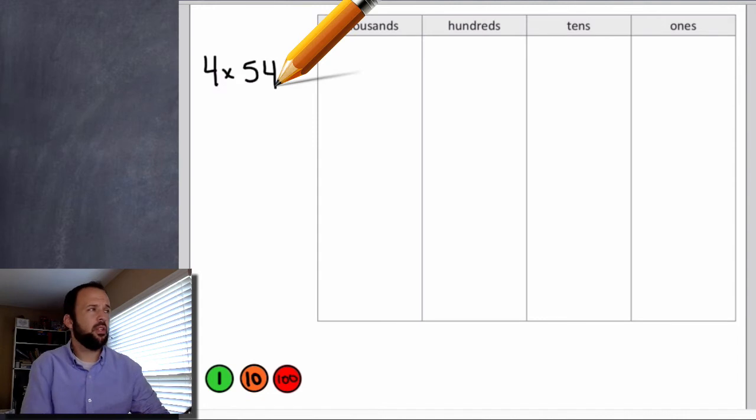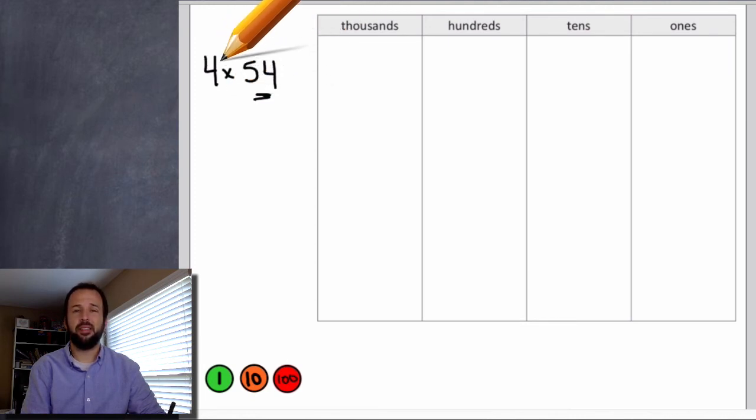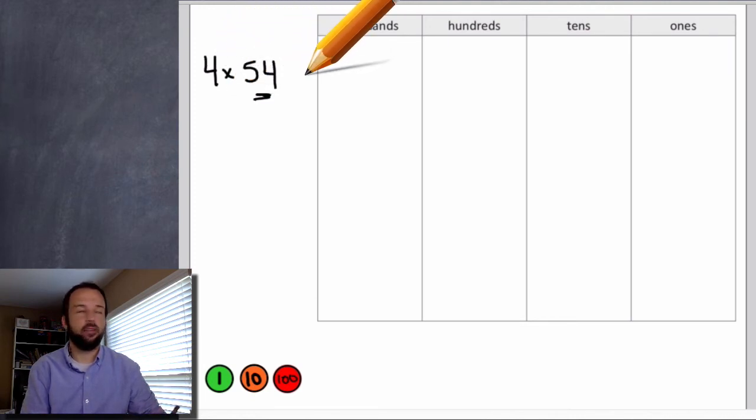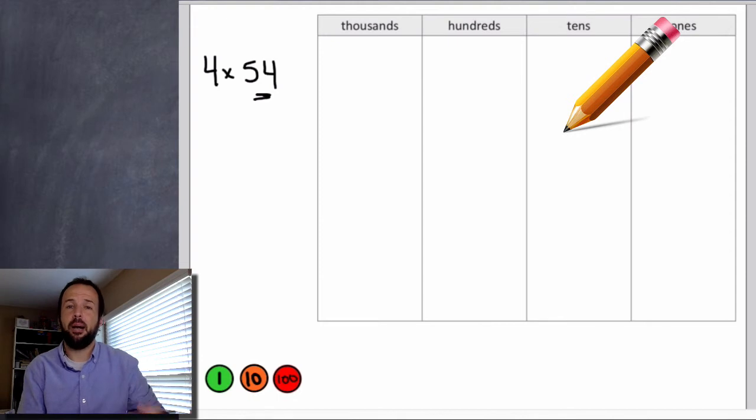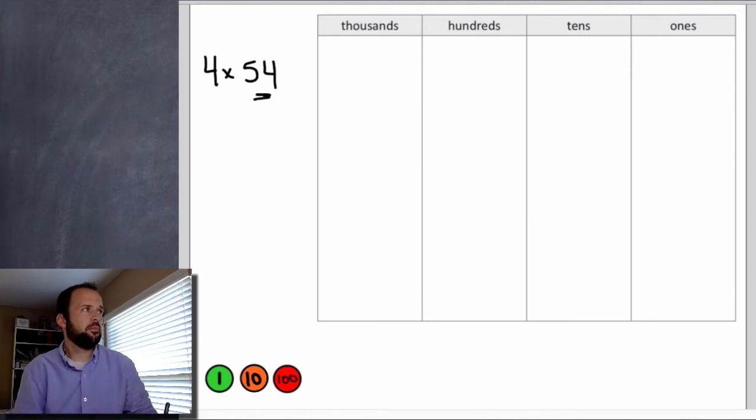All right, so this time I'm going to take a look at 4 times 54. So we got some bigger numbers working here, but it's okay, we can handle it. The first thing I'm going to do is represent the number 54, because I'm going to count by 54 4 times instead of counting by 4 54 times. That would take forever. So I'm going to represent the number 54 out here on my place value chart, and then we're going to basically copy that 4 times, okay? So why don't you go ahead and represent 54 on your place value chart, and then we'll come back and compare and see what we've got.